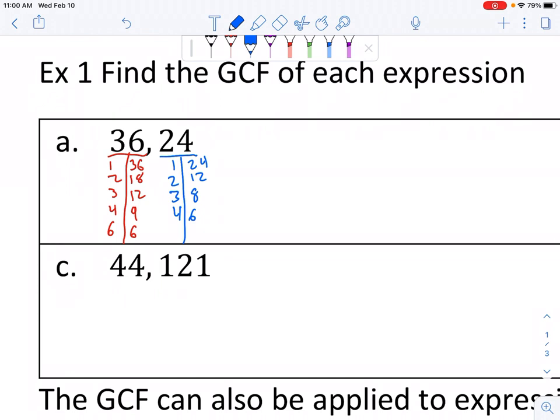So I'm going to highlight now in purple some of the common factors: 12, 6, 4, 3, and 2. So those are all common factors of 36 and 24. But when we're looking for the greatest common factor, greatest means the largest, and the largest of all of these numbers that are in common is 12 here. So the GCF of 36 and 24 is 12.